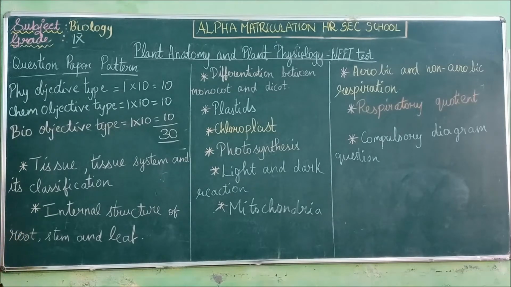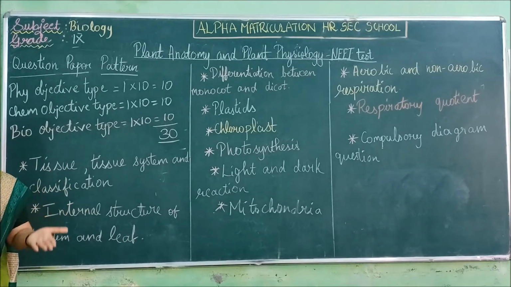The topics you have to concentrate on start with the definition of tissue. Before this, learn the introduction part also. Learn the tissue system, the different types of tissue system and how they are classified. Then the internal structure of dicot and monocot root, dicot and monocot stem, and dicot and monocot leaf. So you have 6 topics under the anatomical studies alone. Go through each and every line of it and go through all the diagrams also.